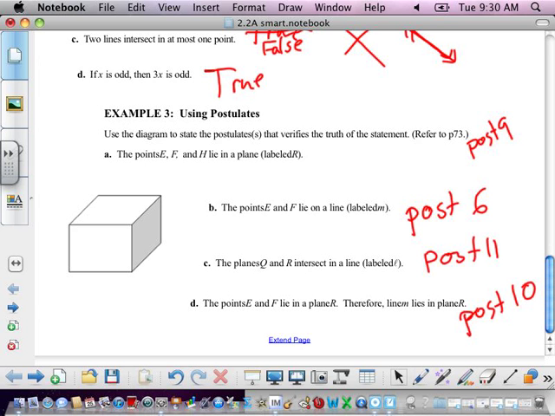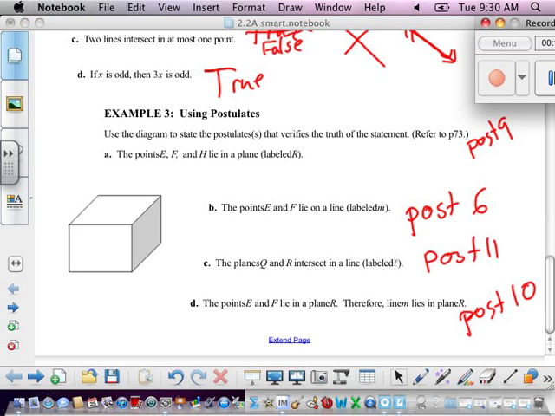All right, ladies and gentlemen, we are done with notes. So what should you have out in front of you? Handy dandy notebook.